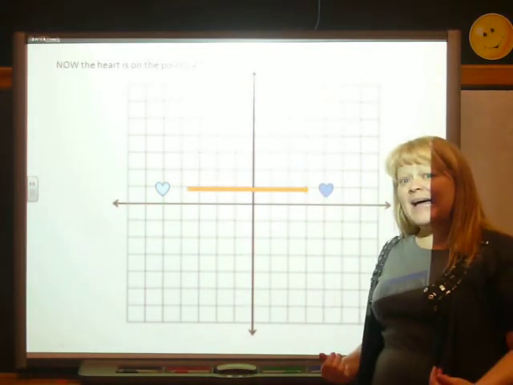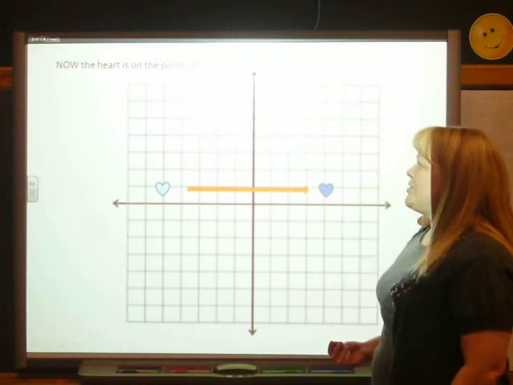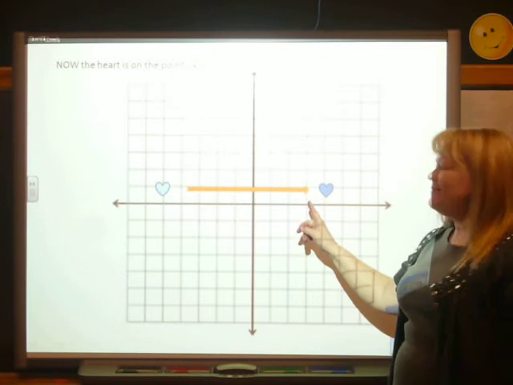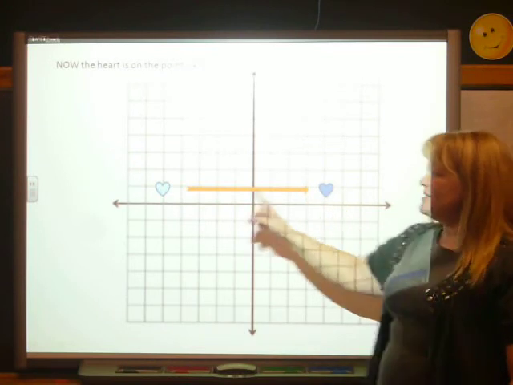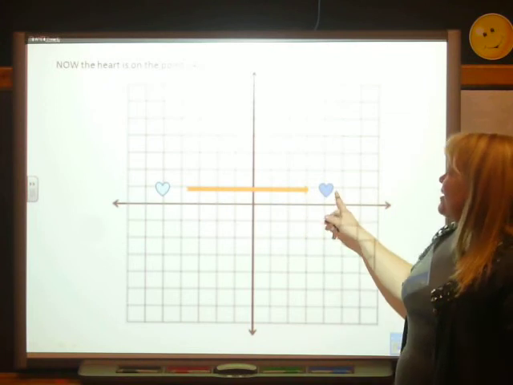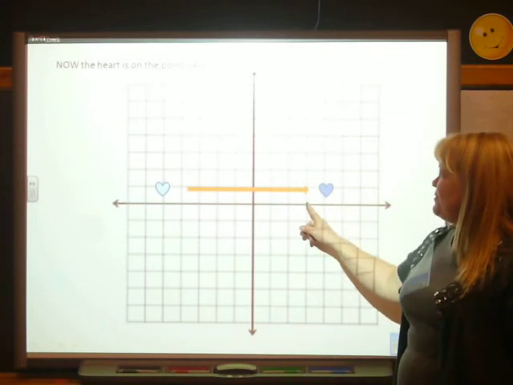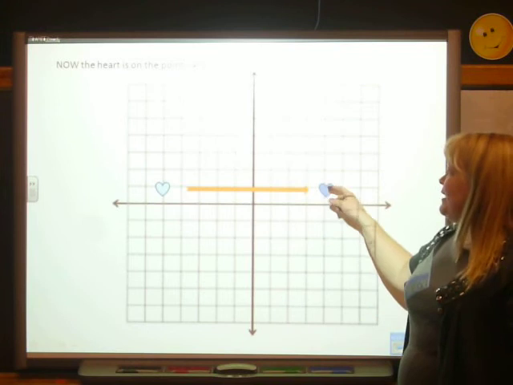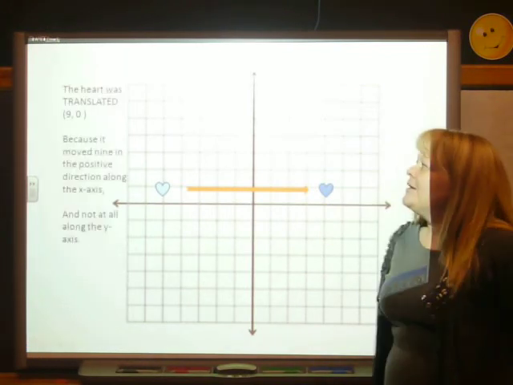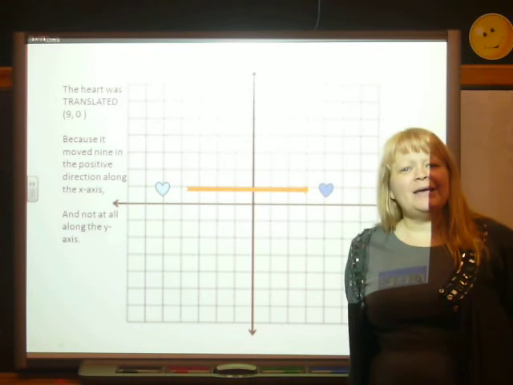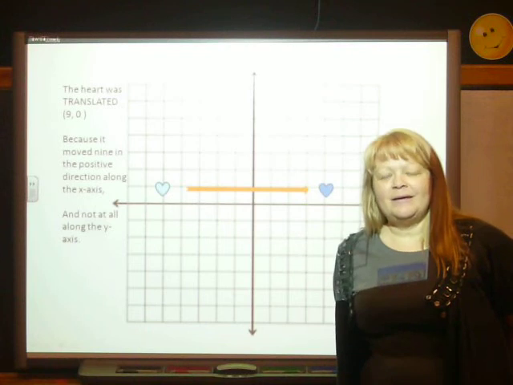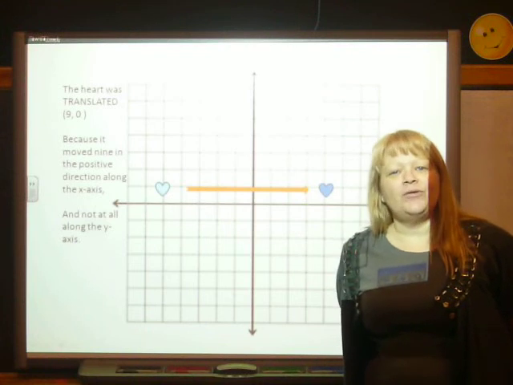Now we're going to slide or translate the heart to a new position, old position, new position. So this is the pre-image, and now our new position is the image. And it's on the position 4, 1, 1, 2, 3, 4 along the X-axis, and 1 up along the Y-axis. The heart was translated 9, 0. Now that is not the position that it is in. That is how many it was slid over.